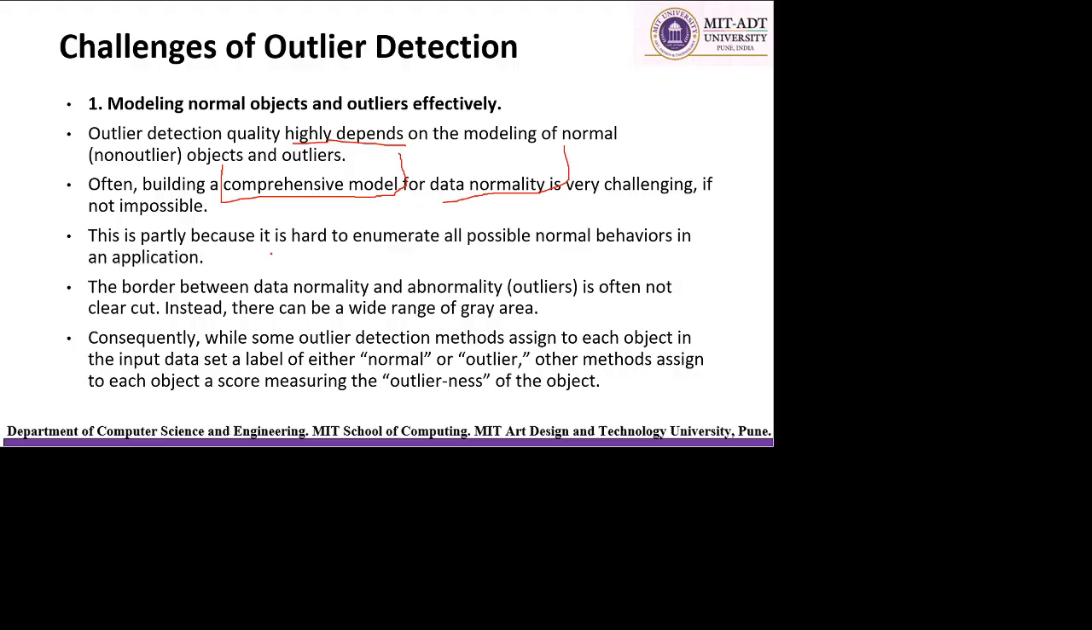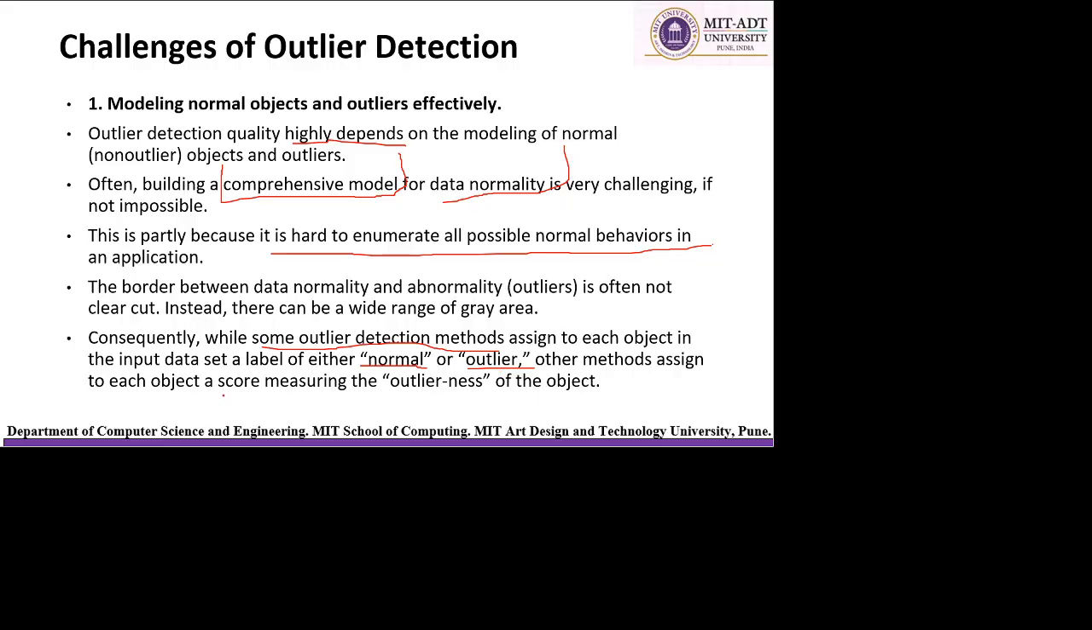This is partly because it is hard to enumerate all possible normal behaviors. Normally, we cannot specify all the normal behaviors. So the border between data normality and abnormality is often not clear cut, but we have to model it in such a way. Consequently, while some outlier detection methods assign to each object in the input data set a label as normal or outlier.